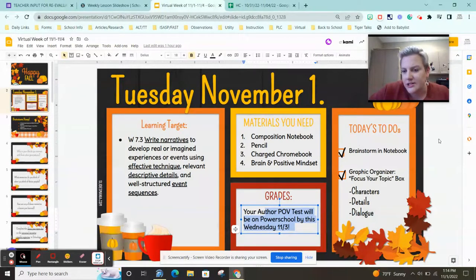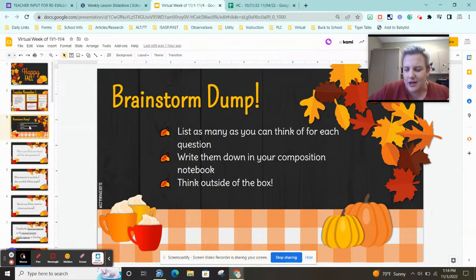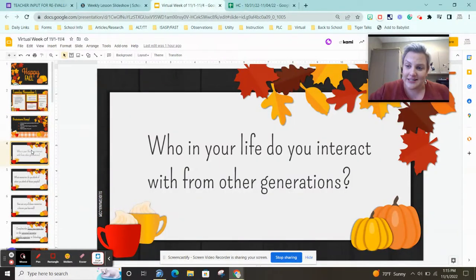Today, we're going to brainstorm on our piece of paper or notebook and then fill out a little bit of our graphic organizer. So let's start with a brainstorm dump, or a brain dump as I call it. It's taking all of our ideas in our brain and just putting them on a paper. So what you're going to do is list as many things as you can think of for each of these questions that I bring up. Write them down on a piece of paper or a journal, and we kind of want to be thinking outside of the box. So I will have you pause this video to write.